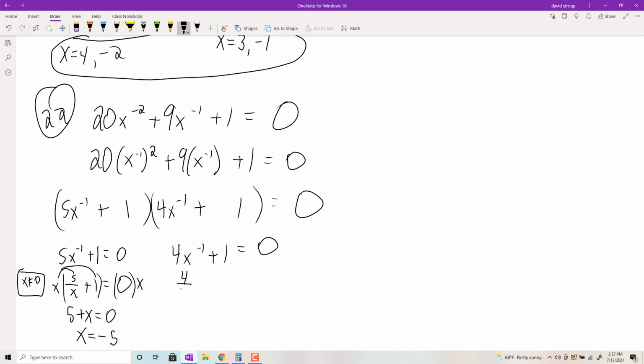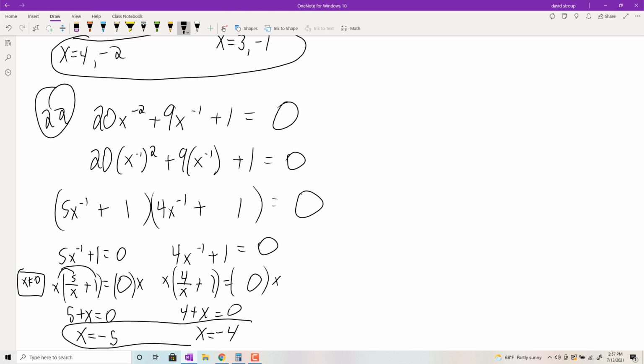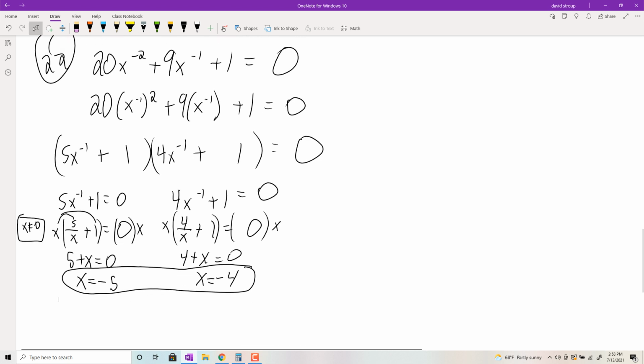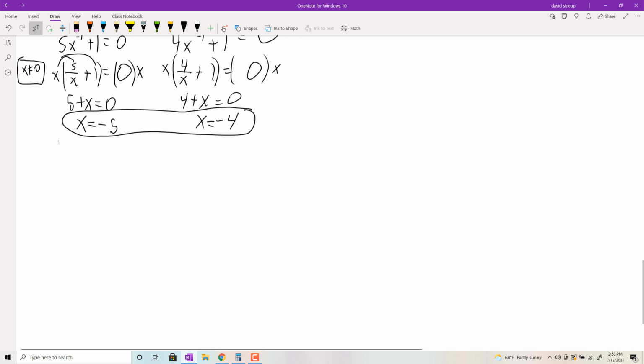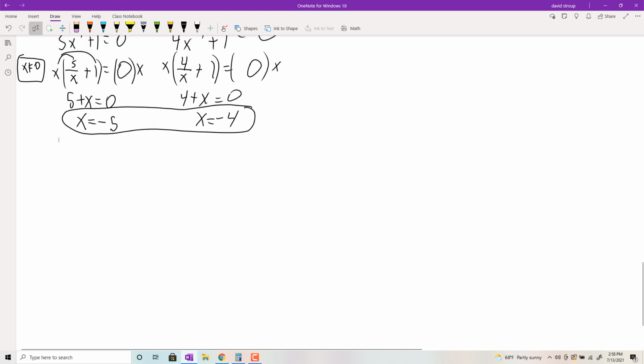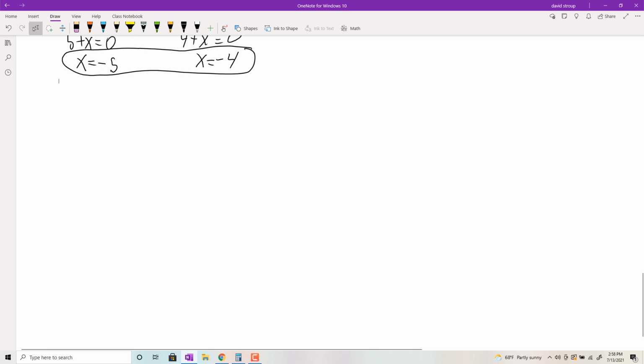For the other guy, again, we can't have 0 as a solution. I'm going to multiply both sides by x to get rid of the denominators. So we get 4 plus x is 0. In other words, x is negative 4. And again, that is a solution because it's not 0. Okay. Next one's a little more complicated. It's the same idea though with the negative exponents.